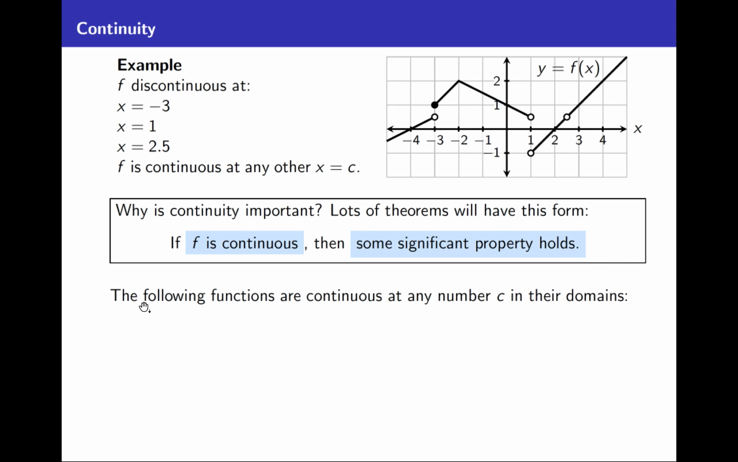So given that continuity is important, let's take stock of some functions that are continuous at any number c in their domains. These are the functions whose graphs are continuous unbroken curves. So first of all, polynomials and rational functions. In fact, for them, we know that the limit as x approaches c of f of x equals f of c. That's one of our limit theorems, and that's the definition of continuity at x equals c.